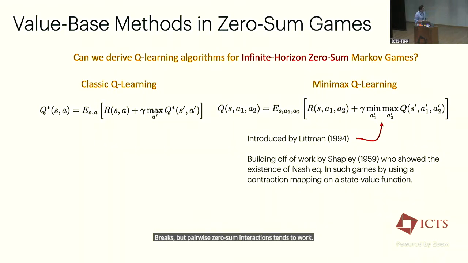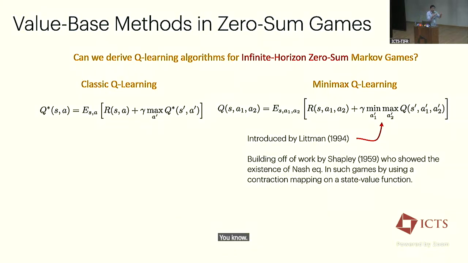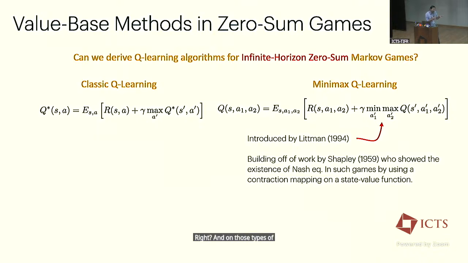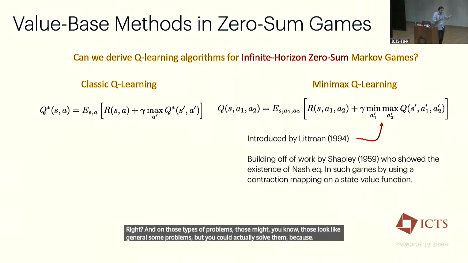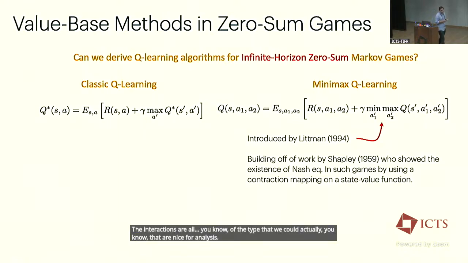So you'll see there are some papers that look at games on a graph, where all of the interactions are either zero sum or fully cooperative, right? Those might look like general sum problems, but you could actually solve them because the interactions are all of the type that are nice for analysis.